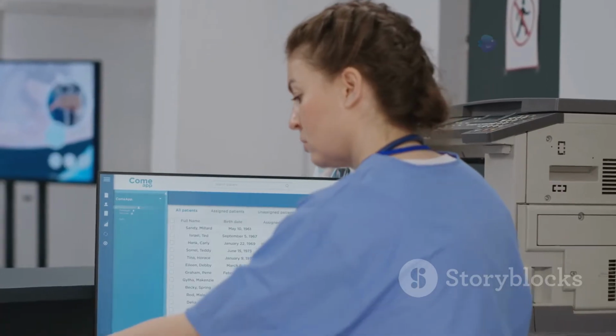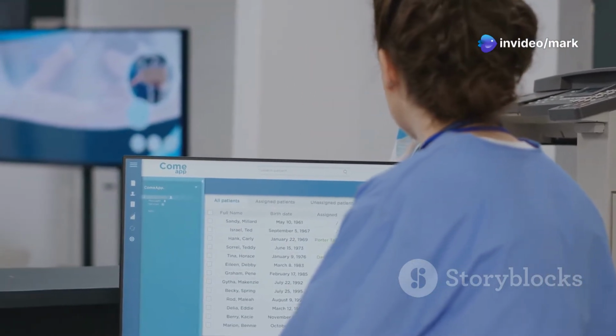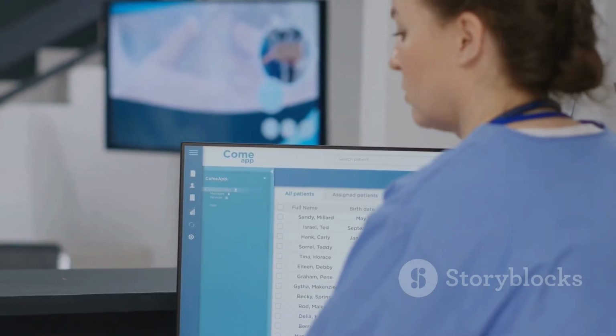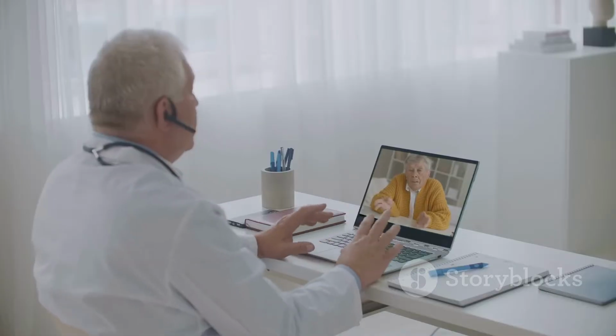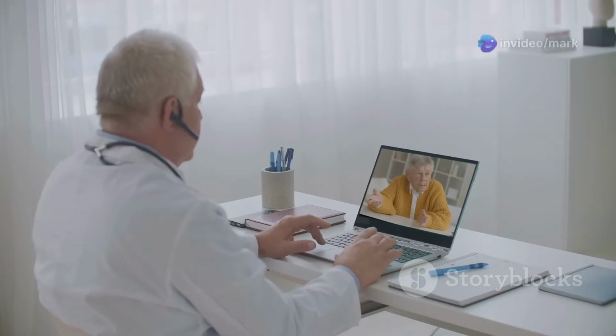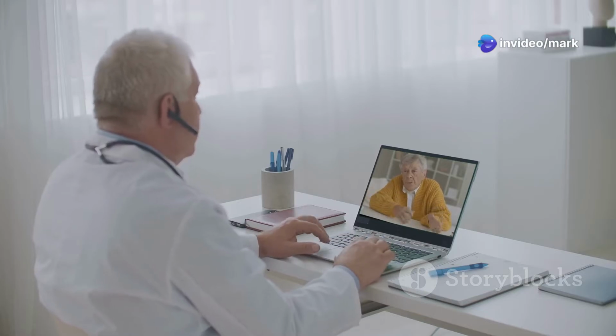CPT 99091 covers the collection and interpretation of physiologic data for 30 minutes by a physician or qualified healthcare professional. Reimbursement rate, around $56. CPT 99457 covers the first 20 minutes of interactive communication, like phone calls with patients, per month. Reimbursement rate, around $50.